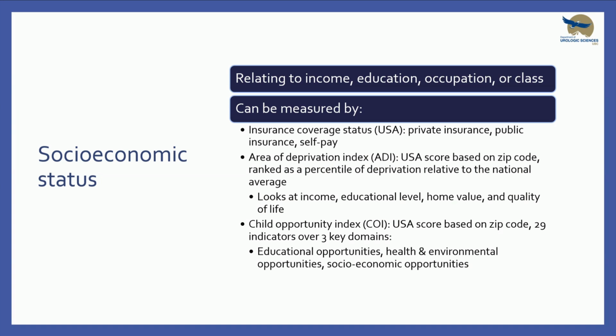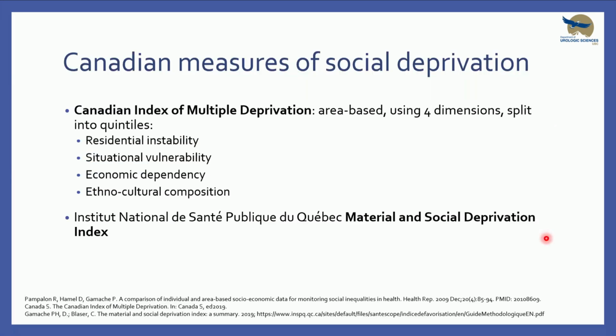There is a pediatric version of the ADI called the Child Opportunity Index, also an American score based on zip code, with 29 indicators over 3 key domains, looking at educational opportunities, health and environmental opportunities, as well as socioeconomic opportunities. In Canada, we have our own separate measures of social deprivation. We have the Canadian Index of Multiple Deprivation, or the CIMD.